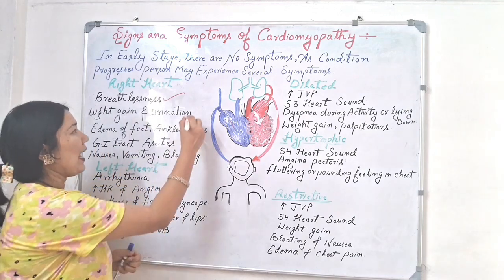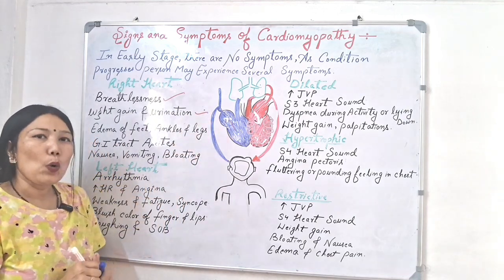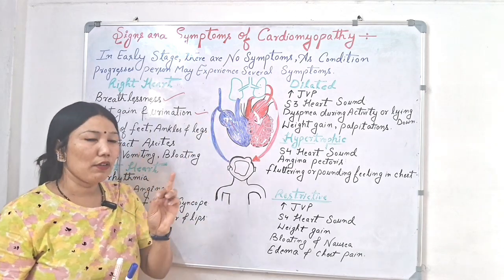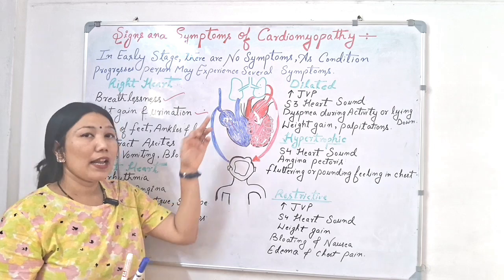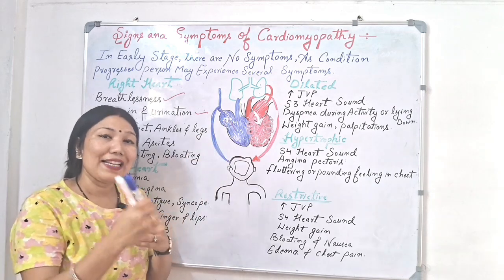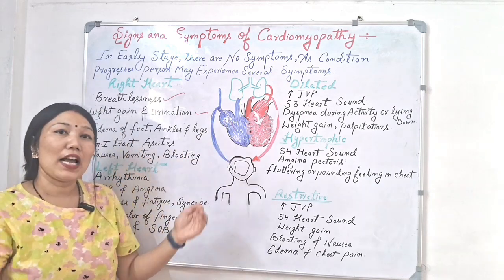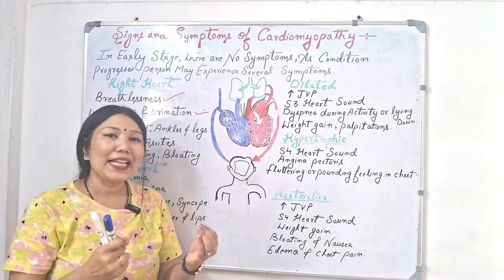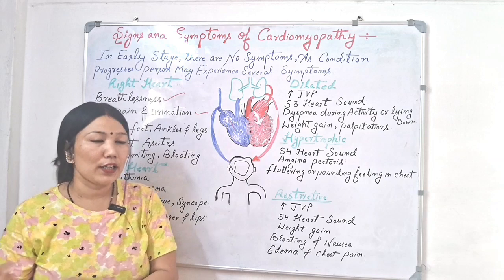Next, we have weight gain and urination. Again, when this blood is not going in the forward direction, then this blood will go in the backward direction. Backward means it will go into the right atrium, and from the right atrium it will again go into our whole body, and there will be a weight gain condition seen in the patient.